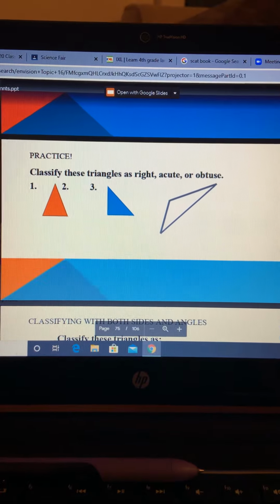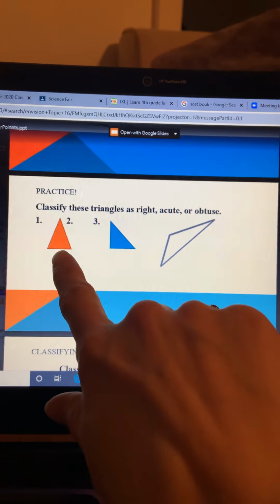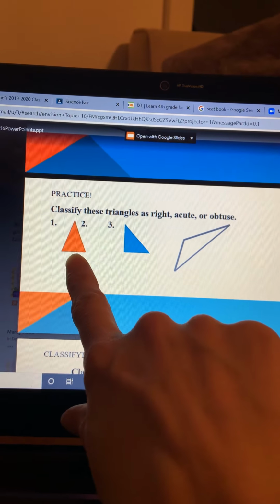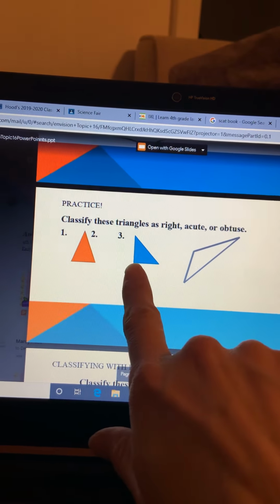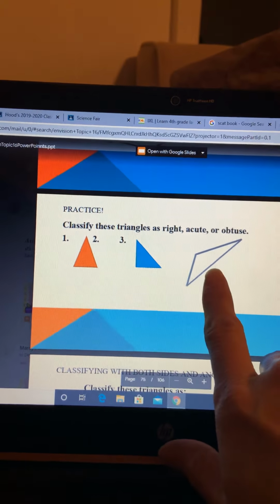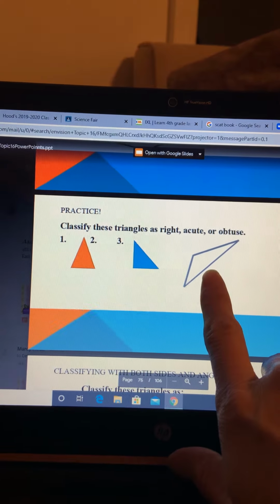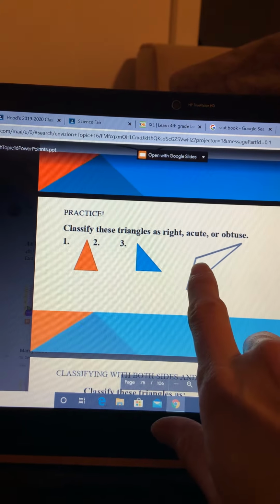Classify these by their angles. First we have this one. This would be acute. Then we have this one. This would be a right triangle. Then we have this one, and that one would be an obtuse triangle because of the obtuse angle there.